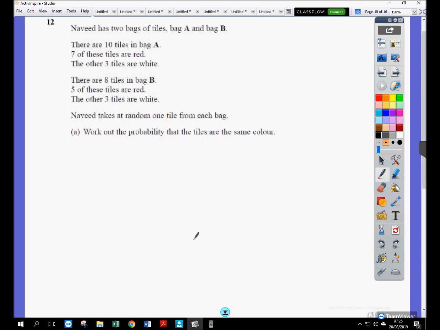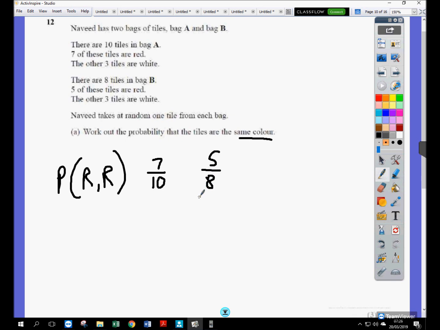Next question. So we have 2 different bags. Probability that he takes tiles of the same colour. So we can have red from the first bag and red from the second bag. Red from the first bag is 7/10. Red from the second bag is 5/8. Now I'm not going to draw a tree diagram here, but bag B follows bag A, so we're moving along the branches of a tree diagram. We're following the red branch, and when we do that, we times the probabilities together. You can either type this in the calculator, or you can just type it across like I am.